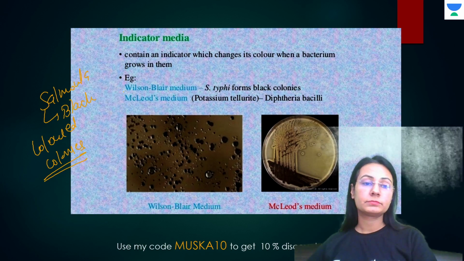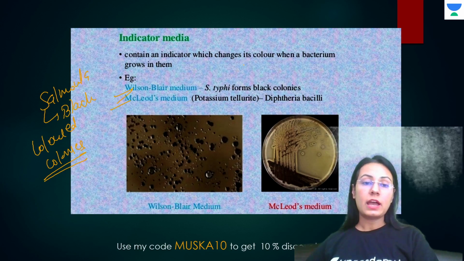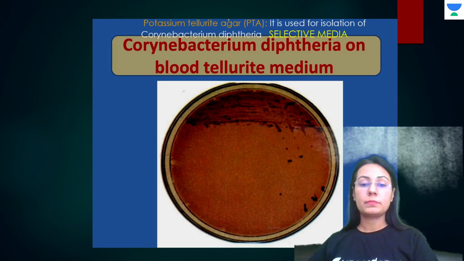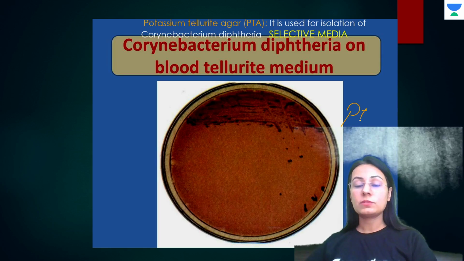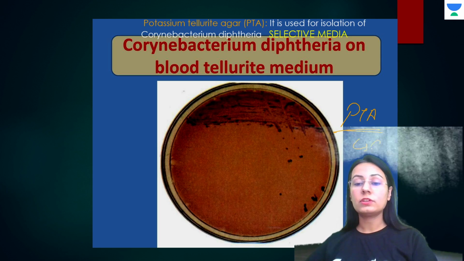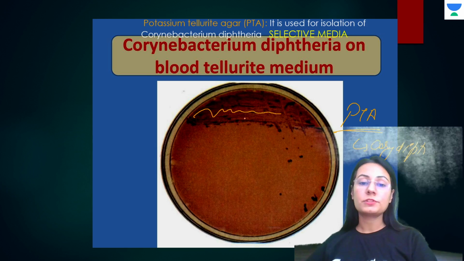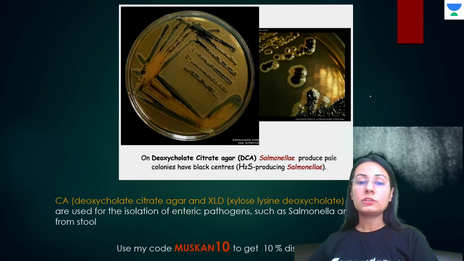All right. And next media is what? Macleod's media, potassium tellurite agar media, that is for the Corynebacterium diphtheriae. They will also produce what? They will also produce the black colored colonies.